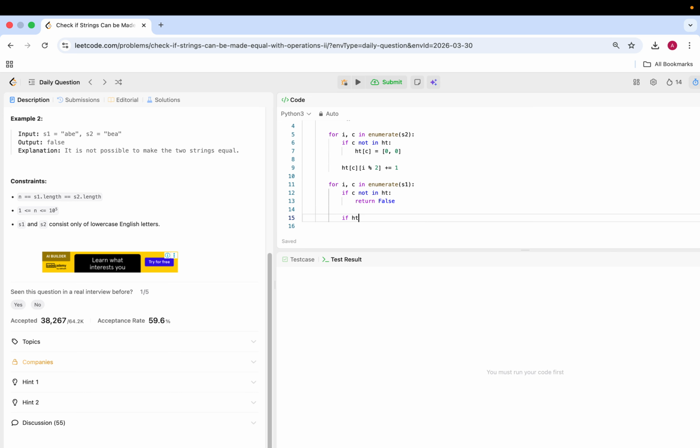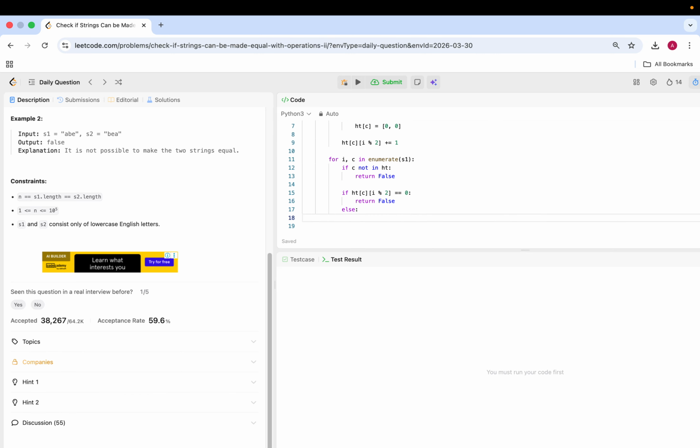If i mod 2 is equal to 0, then return false. That's saying that we don't have any more of, for example, if i is even, then we're saying, okay, do we have any of this particular character in the even position? If it's equal to 0, the answer is no, and therefore we return false.